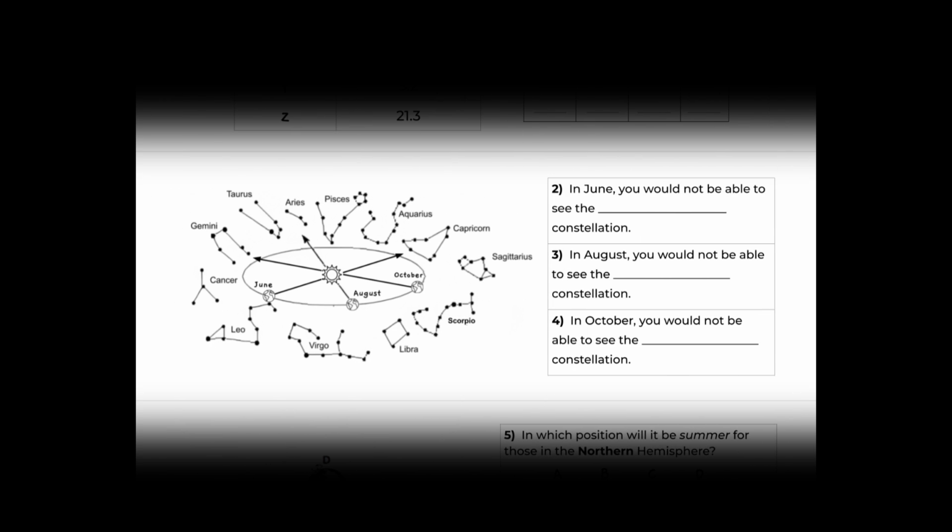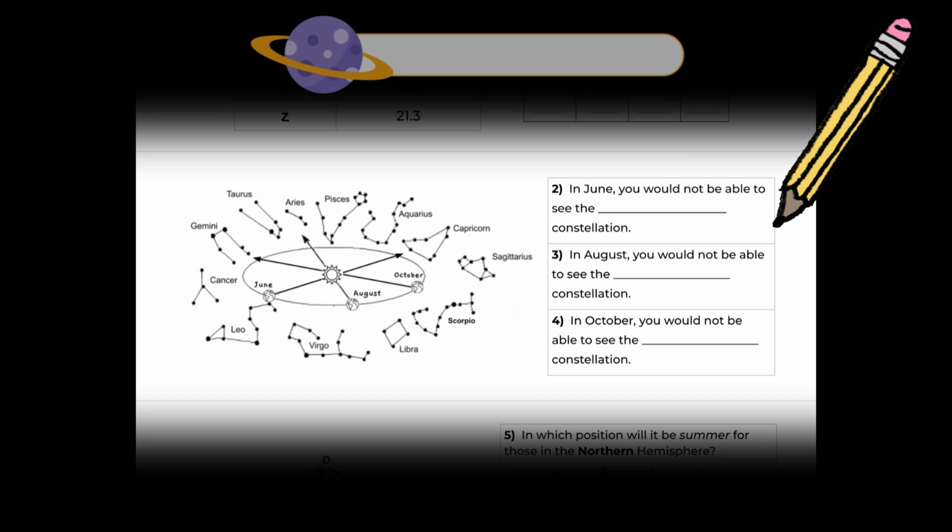On your guided notes, try to correctly identify which constellations the Sun will be blocking during different months of the year. Good luck!